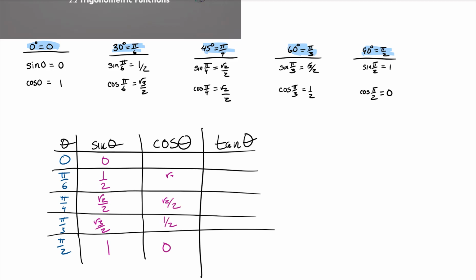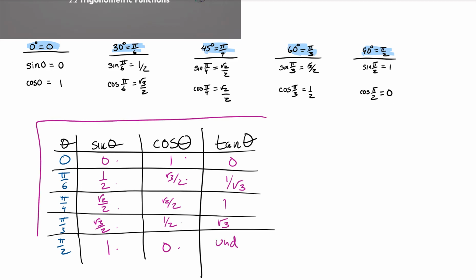I'm writing the same values, and instead of going down, I'm moving up, right? 0, 1 half, root 2 over 2, root 3 over 2, 1. And then tangent: 0, and 1 over root 3, just dividing the numerators. Root 3 and undefined. There's our table again. Instead of writing in degrees, we wrote in radians.